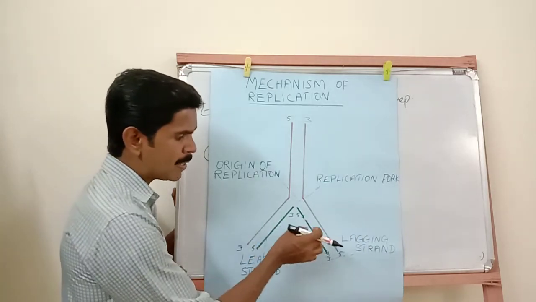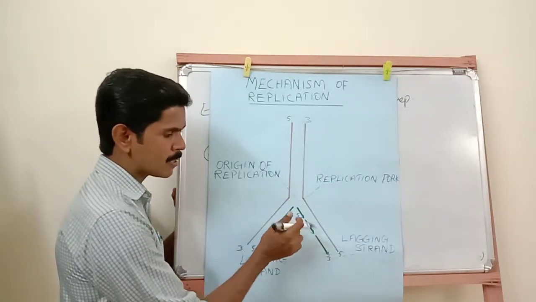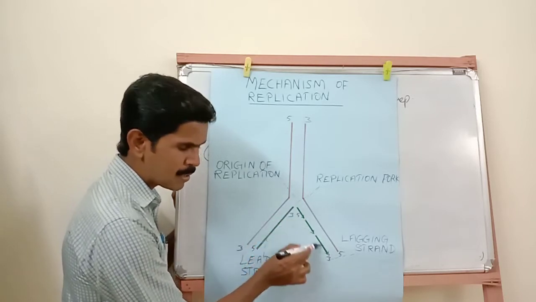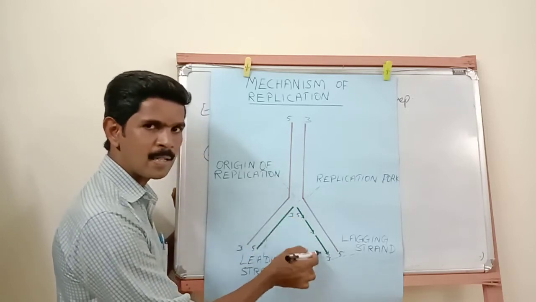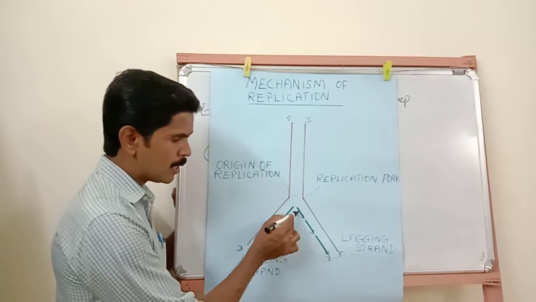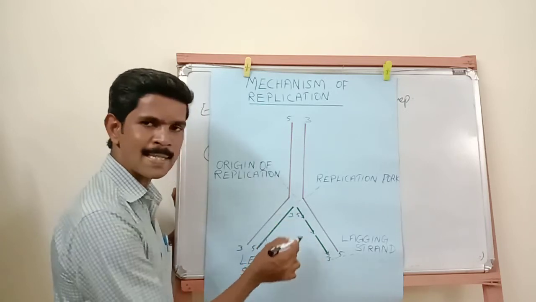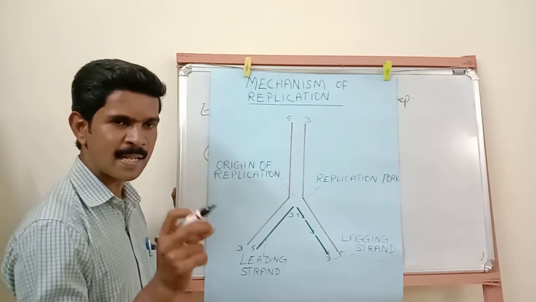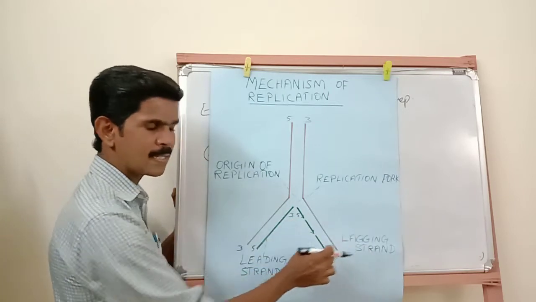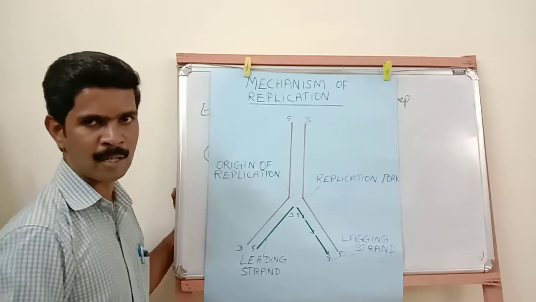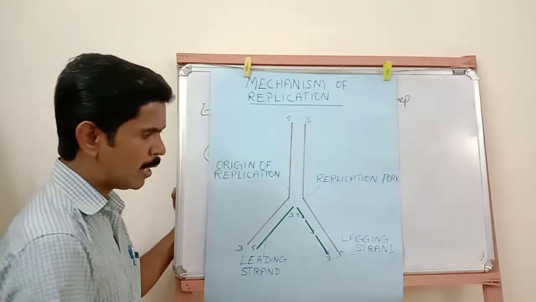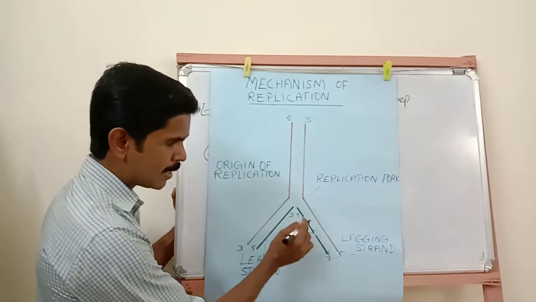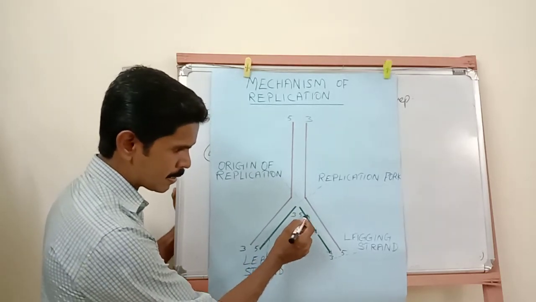So the fragments present, listen very carefully. See here, this is one fragment, this is one fragment, so it is not in a continuous condition. These fragments are called Okazaki fragments. The fragments present in a lagging strand are called Okazaki fragments. Understand? Then these Okazaki fragments are connected by an enzyme called DNA ligase.